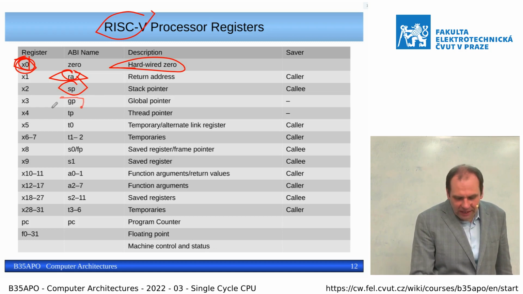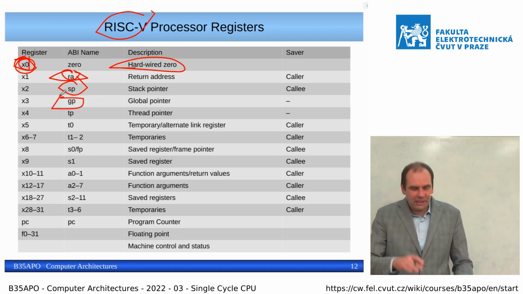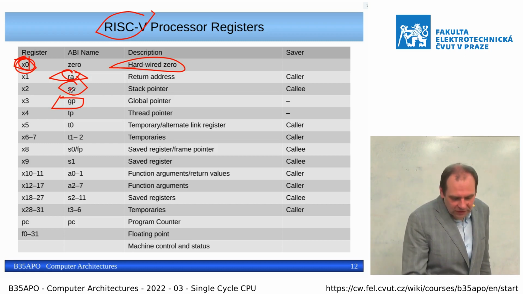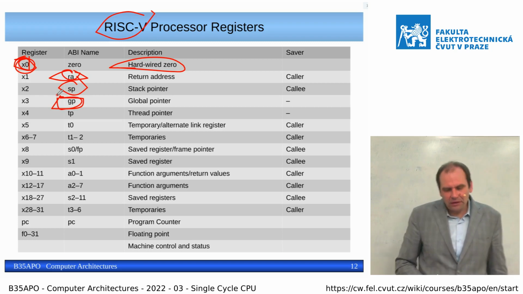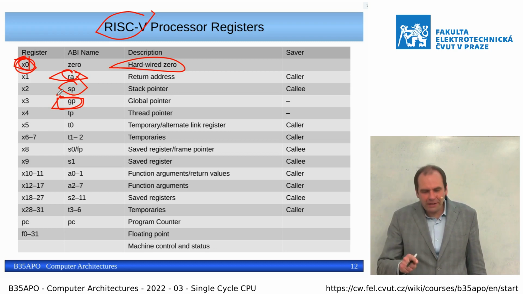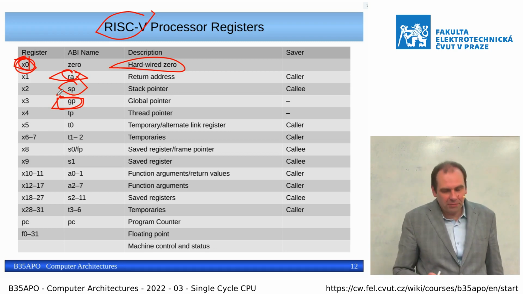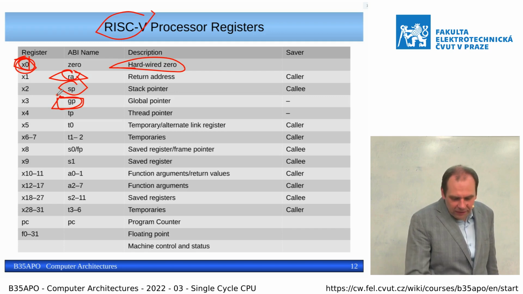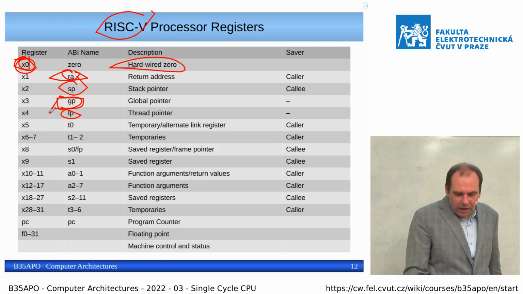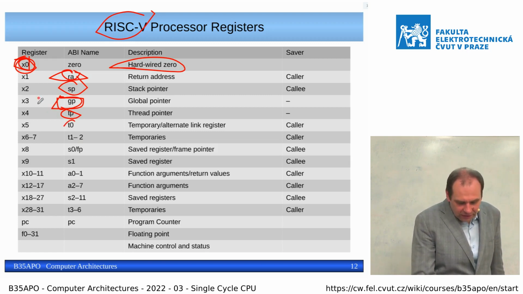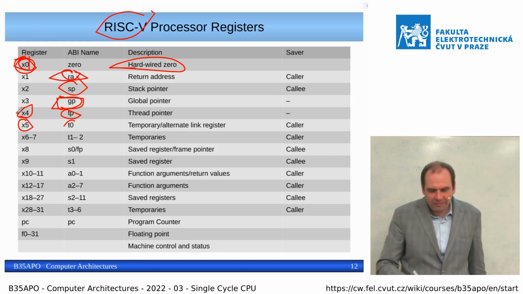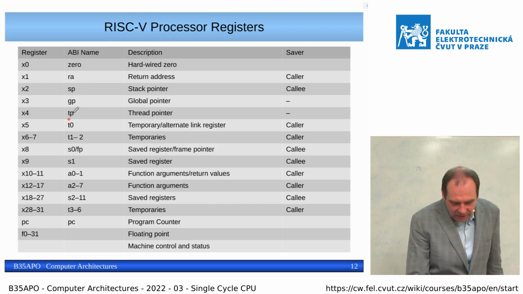Then, because we can address only by some small immediate value as an offset to the register, for this reason there is a global pointer. It is a pointer to some area which is used for global variables. Then we have a thread pointer if we have multiple cores and so on. It is index 4, and the name which can be used in the assembly is thread pointer.